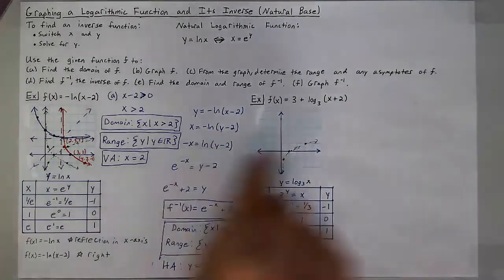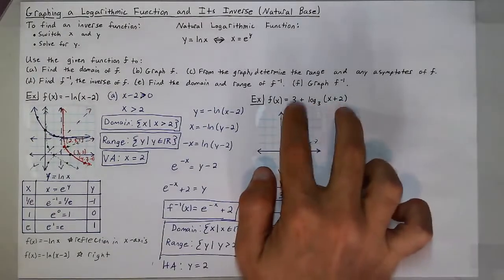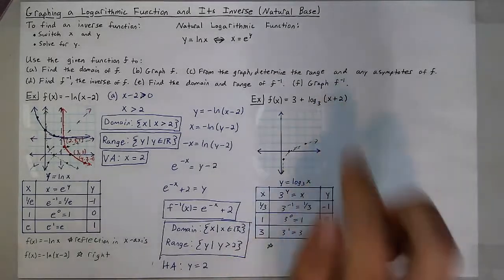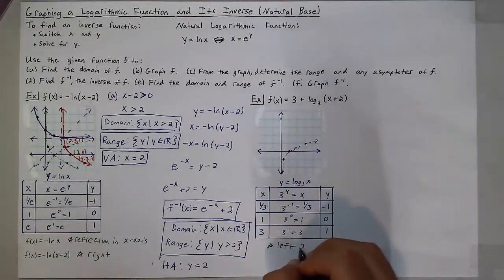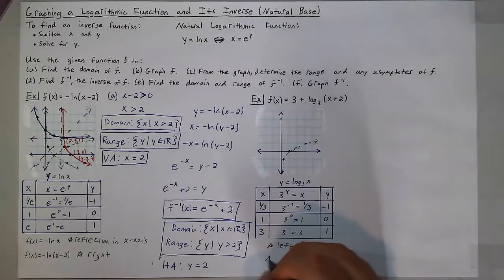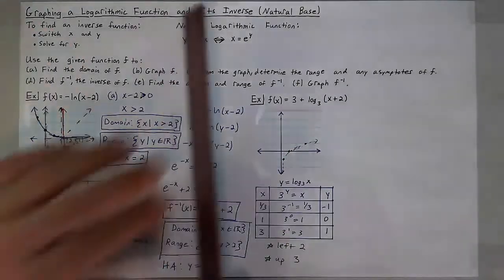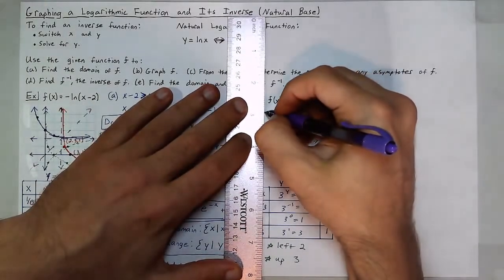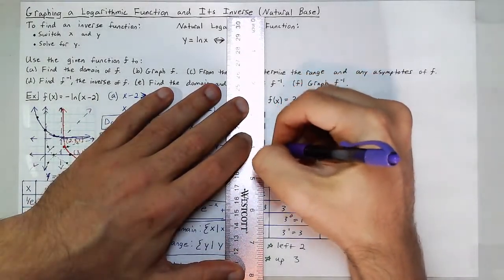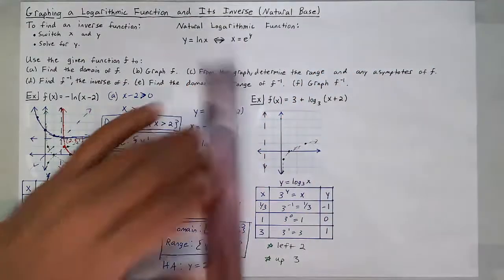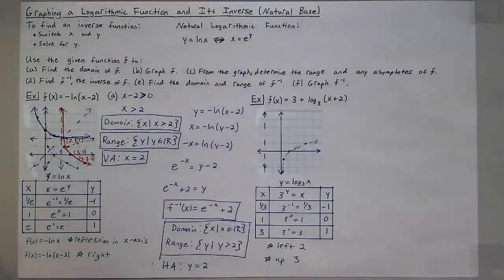And now I have two translations taking place here, which would be shifting left 2, and then +3 would be up 3. So every point's going to go left 2 and up 3, including the asymptote, which if it was at 0 is now going to be at -2. So everything goes left 2 and up 3.